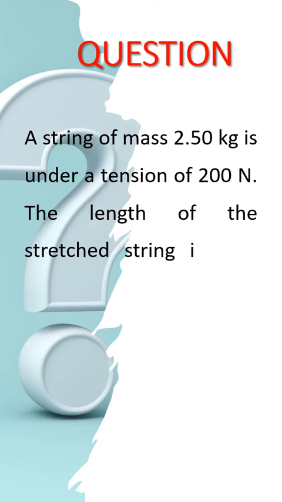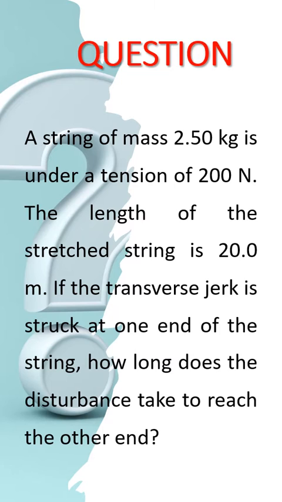So the question is, a string of mass 2.50 kg is under tension of 200 Newton. The length of the stretched wire is 20.0 meter. If a transverse jerk is struck at one end of the string, how long does the disturbance take to reach the other end?